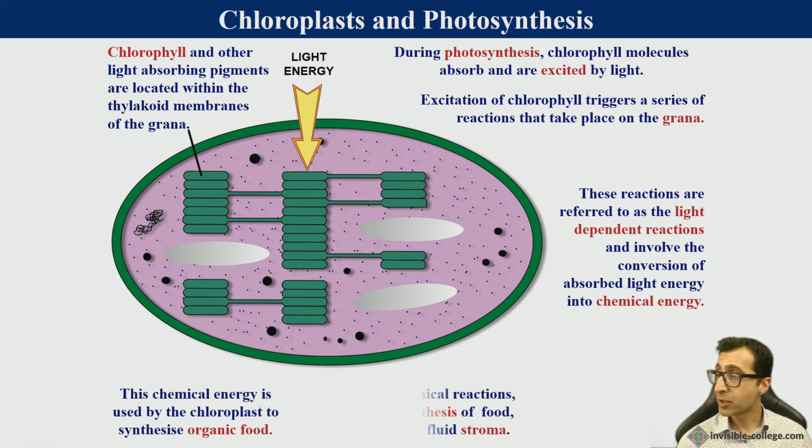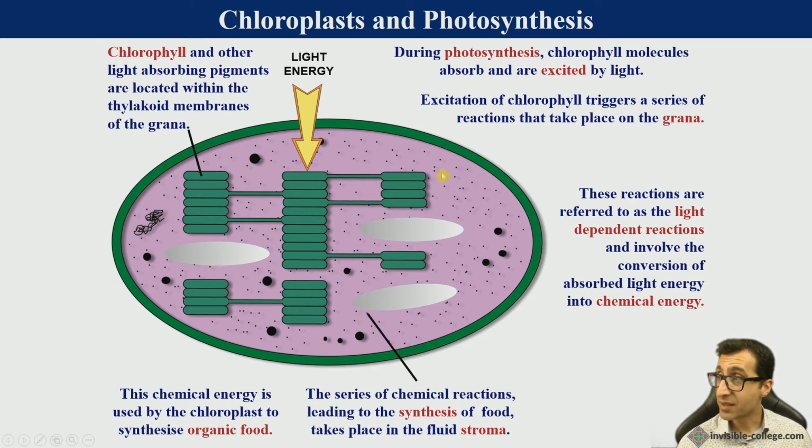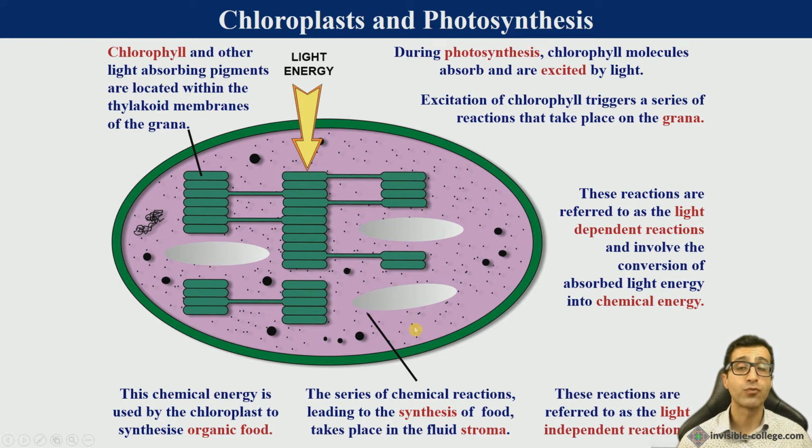Now the series of chemical reactions leading to the synthesis of the food actually takes place in the stroma, the fluid component within the chloroplast, within which all of these thylakoids and grana and other components are suspended. So these reactions are referred to as the light-independent reactions because they take place and do not require the presence of light.